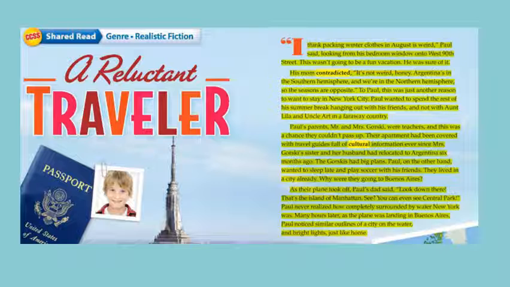A reluctant traveler. "I think packing winter clothes in August is weird," Paul said, looking from his bedroom window onto West 90th Street. This wasn't going to be a fun vacation. He was sure of it. His mom contradicted. "It's not weird, honey. Argentina's in the southern hemisphere and we're in the northern hemisphere, so the seasons are opposite."